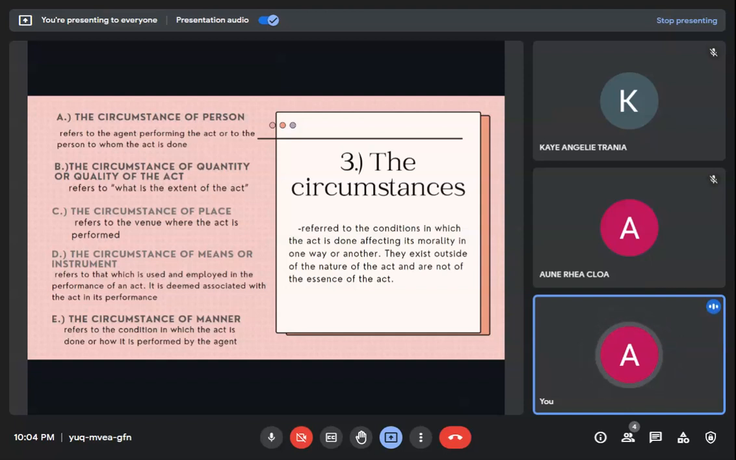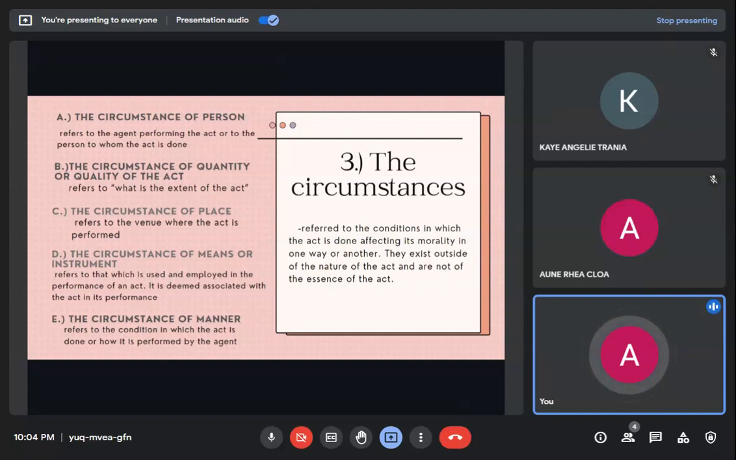We have the circumstance of the person, the circumstance of the quantity or the quality of the act, the circumstance of place, the circumstance of means or the instrument, and the circumstance of the manner. When we say the circumstance of the person, it refers to the agent performing the act or the person to whom the act is done.